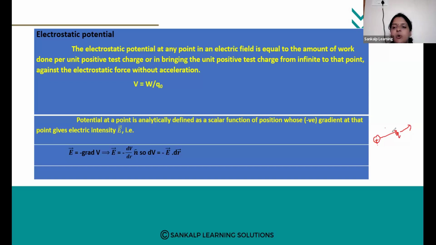These test charges are not having these imaginary electric field lines. Okay, so that's why it is called as what? Unit positive test charge. So in physics, when it comes to the proper definition, what we have to take is a unit positive test charge; we are bringing it from infinite distance to that point against the electrostatic force without acceleration.